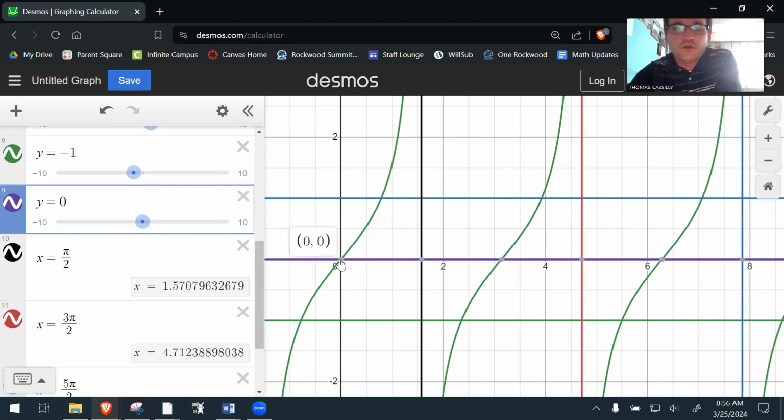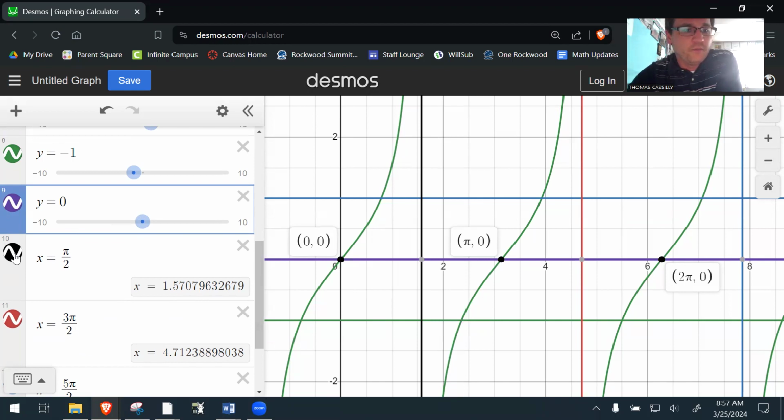So it starts at 0, and then it kind of goes up. It hits a vertical asymptote at pi over 2, and then it starts back at the bottom, and it's going to cross at every interval of pi. So 0, pi, this next one over here is going to be 2 pi. So it kind of goes up here. It almost looks like a cubic function, if you remember those from algebra 2.